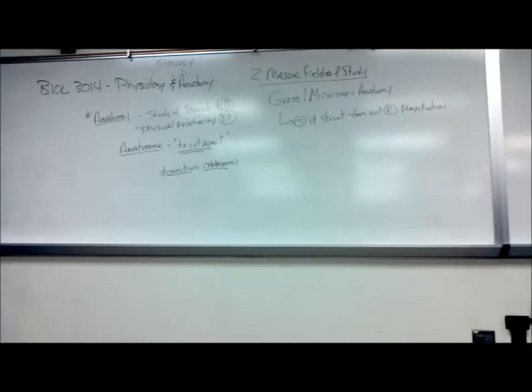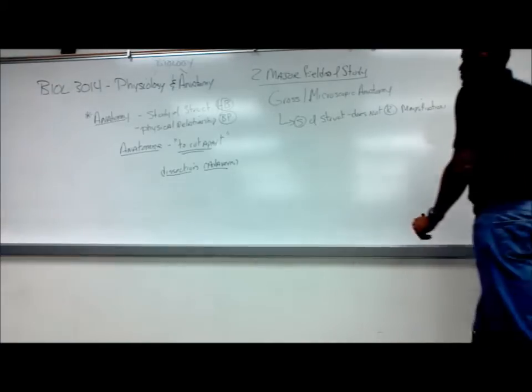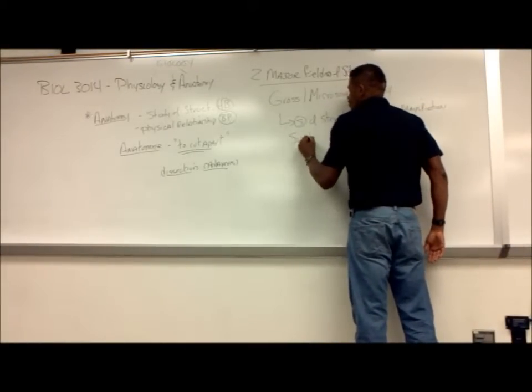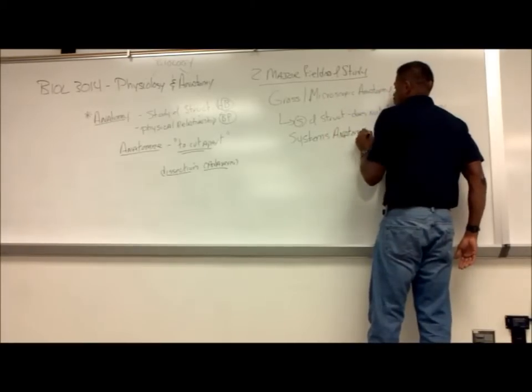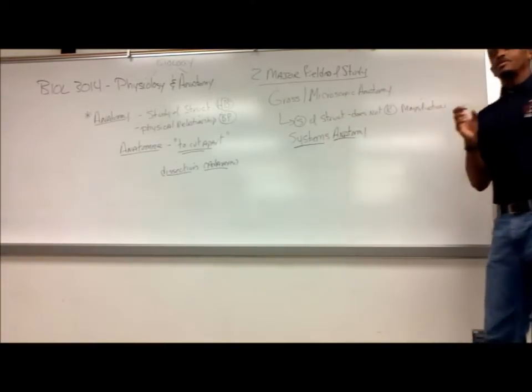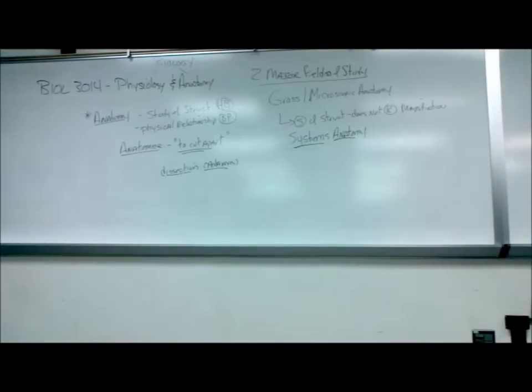We have what's called systems anatomy. In systems anatomy, we're looking at all those body parts of a particular organ system that can be visualized without application of a microscope. If we think about the cardiovascular system, we can see the heart without using a microscope. We can see the large arteries and veins without the assistance of a microscope. So systems anatomy is the study of the structures of a particular organ system that does not require what? Magnification.